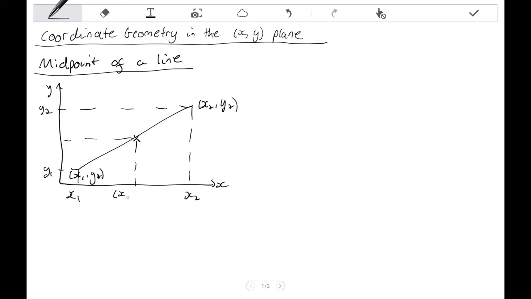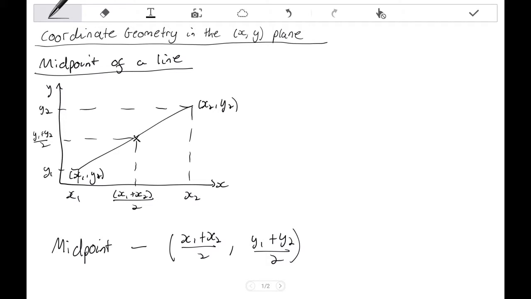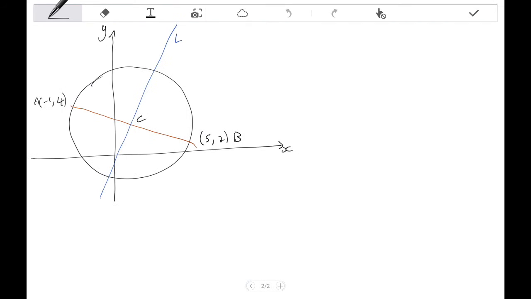So this becomes x1 plus x2 all over 2. This becomes y1 plus y2 all over 2. Which means that the midpoint of any line connecting x1, y1 and x2, y2 is given by x1 plus x2 over 2, y1 plus y2 over 2. And that's it. That's the first part of content for this chapter. And this is the bit that I'm going to show you an example of how they might get you to use it. Right, here we've got what is quite a simple example.